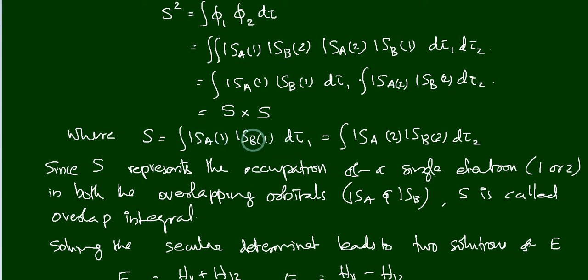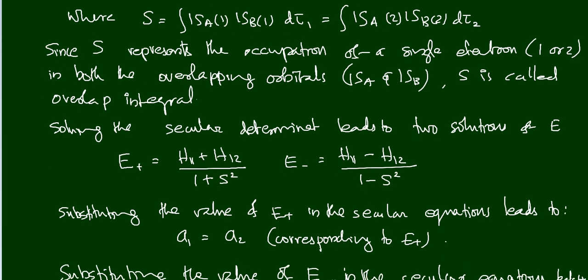If electron 1 is in the first atomic orbital, 1s_A, hydrogen atom A is a 1s orbital, and hydrogen atom B is a 1s orbital, the two orbitals are occupied by electron 1. If you look at electron 2, it is occupying both orbitals, 1s_A and 1s_B. Okay? Therefore, this S can be called the overlap integral.